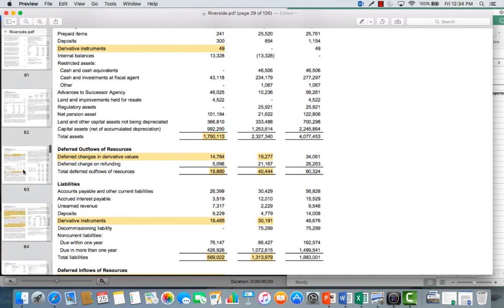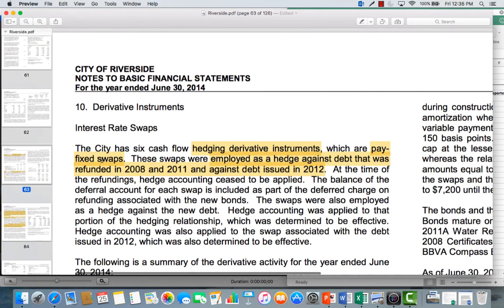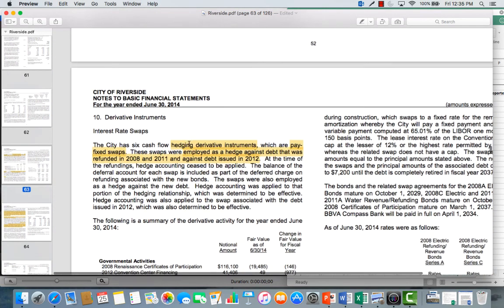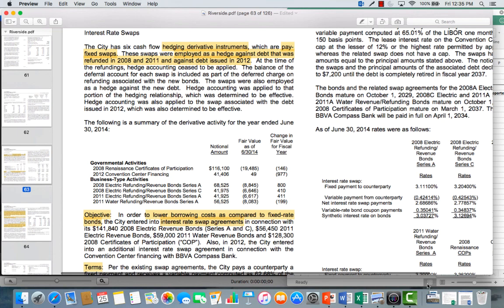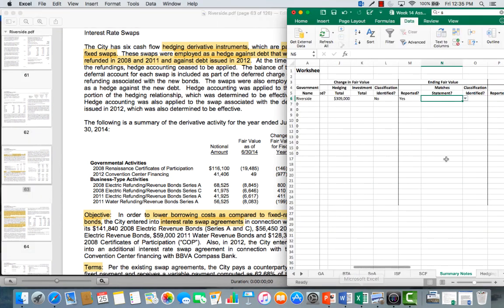So going back here, back to the Excel file, the answer is yes, it matches the statement. You see here, if there was no number in the statement, then you can't answer yes or no. You just have to say it wasn't in the statement.